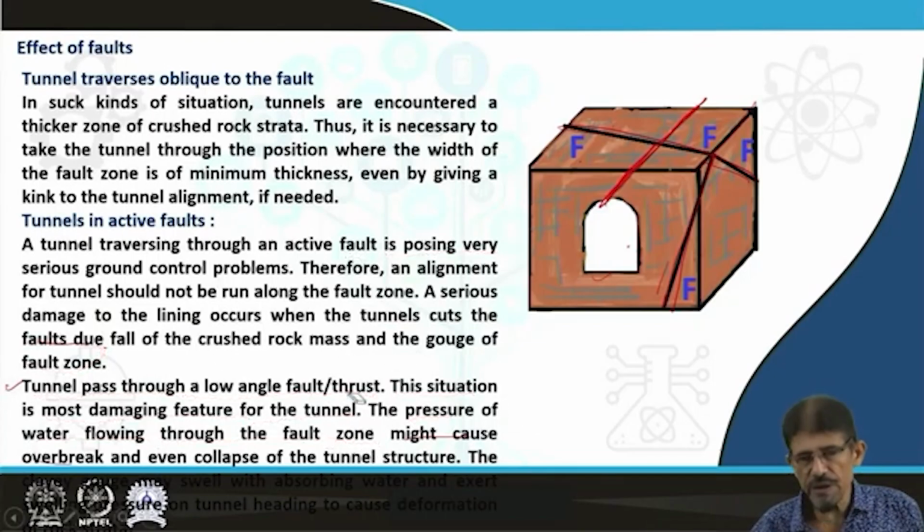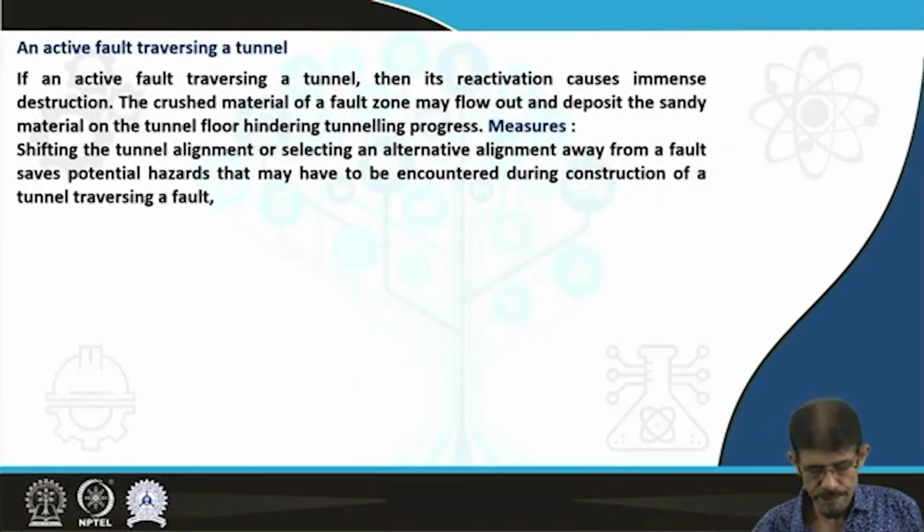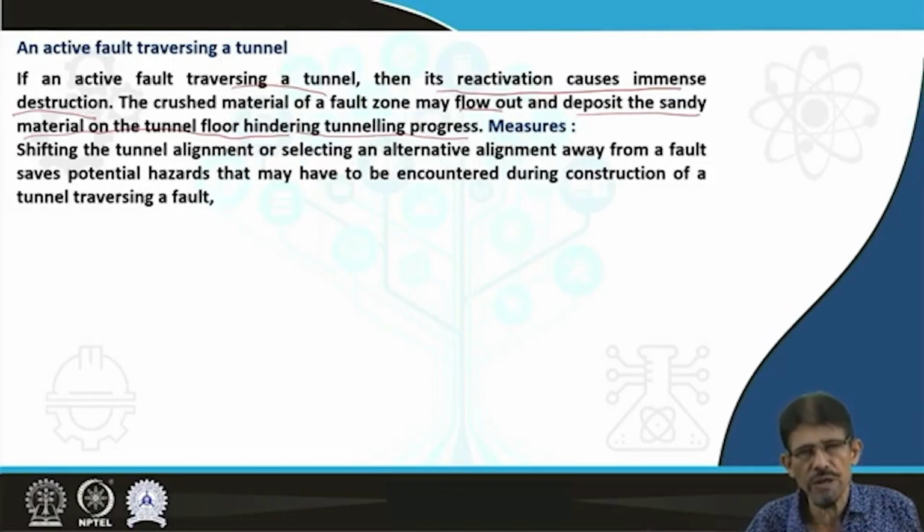The draining of water inside the tunnel is a very critical, very acute problem. When this flow of water contains weak materials, it is an additional problem, because the water reduces the strength of rock strata. So in this way, this type of low angle thrust fault is very problematic. When an active fault traverses a tunnel, the reactivation causes immense destruction, and the crushed material of the fault zone may flow out and deposit as sandy material on the tunnel floor, hindering tunnel progress and creating a lot of problems. Therefore, mitigation is necessary in such situations.